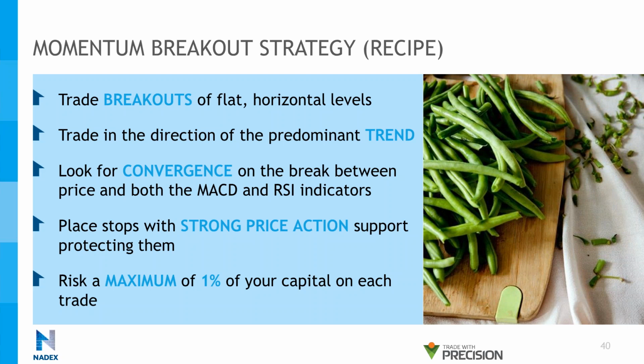We want strong price action support protecting our stop loss position. We want to play some strong defense here, protect our stop, and manage that risk. With Nadex contracts, that's built into the contract, but you still need to understand where your stop loss would be in order to calculate your risk on the trade and figure out your profit targets. We're only going to risk a maximum of 1 or 2% of our trading capital on each trade. Make money slowly in the markets. If you're making money too fast, chances are pretty good that you're taking too much risk.